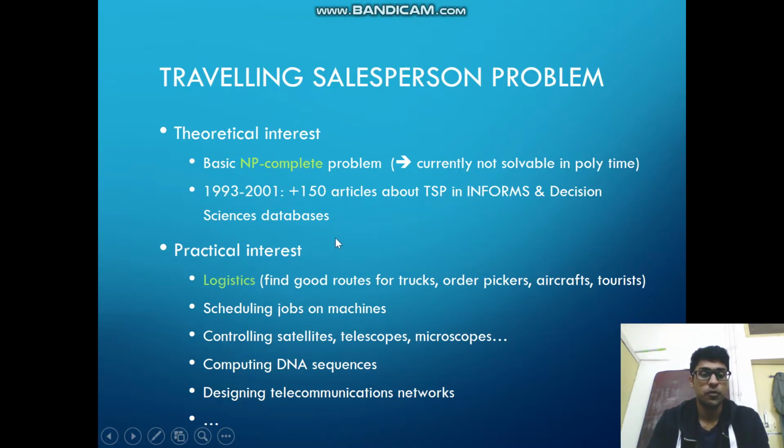And also for practical applications, one of the most obvious applications of this is logistics. That is, we need to find good routes for our, let's say, trucks or order pickers, delivery systems, aircrafts, tourists, and some other less obvious applications are scheduling jobs on machines. Like, how should we schedule jobs on a machine so that the total task can be completed in minimum time? And also there are many other applications like controlling satellites, telescopes, microscopes, computing DNA sequences, designing telecommunication networks, and so on.